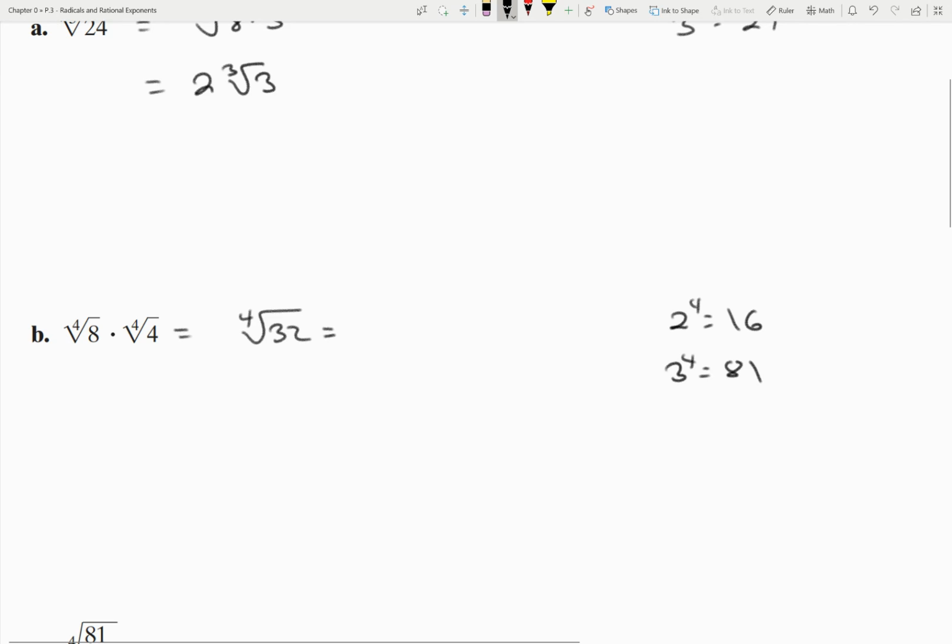So now I can separate that, and neither one of these were perfect fourth powers. Okay, these don't cancel, they don't reduce. It's not 1. So I couldn't do anything with the start of this, but once I put them together, I can split this into 16 times 2, and the fourth root of 16 is 2, so it's 2 fourth root 2.